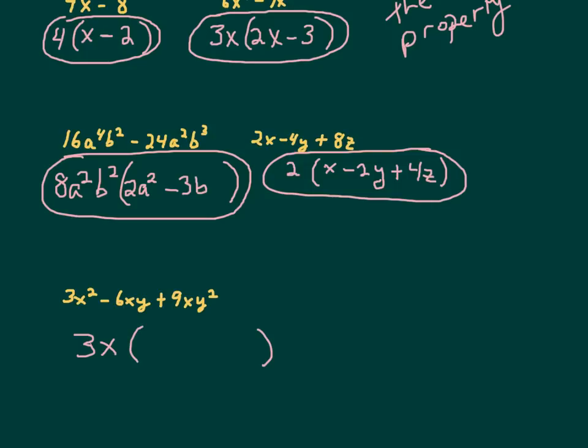Now, what remains behind are the factors that I would multiply by to get what I started with. 3x times what equals 3x squared? That's times x. 3x times what equals 6xy? Well, that would be 2y. And then 3x times what equals 9xy squared? Well, that would be 3y squared.